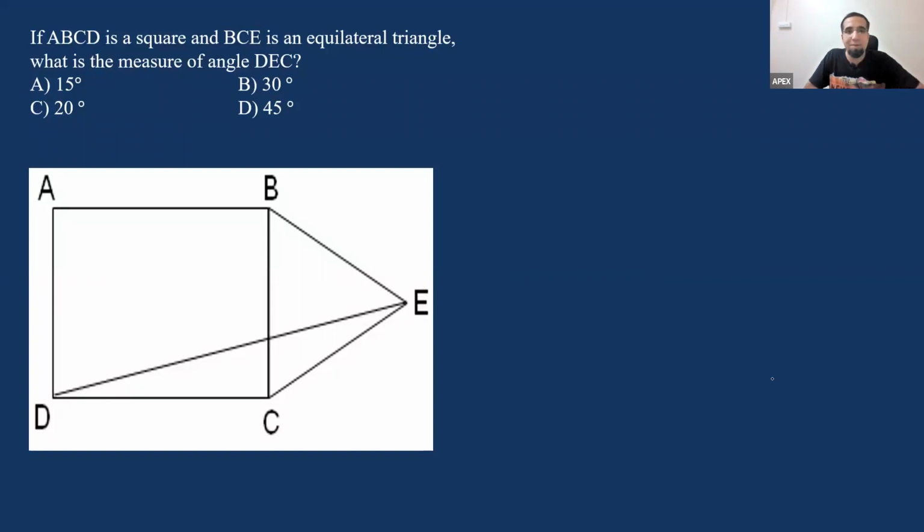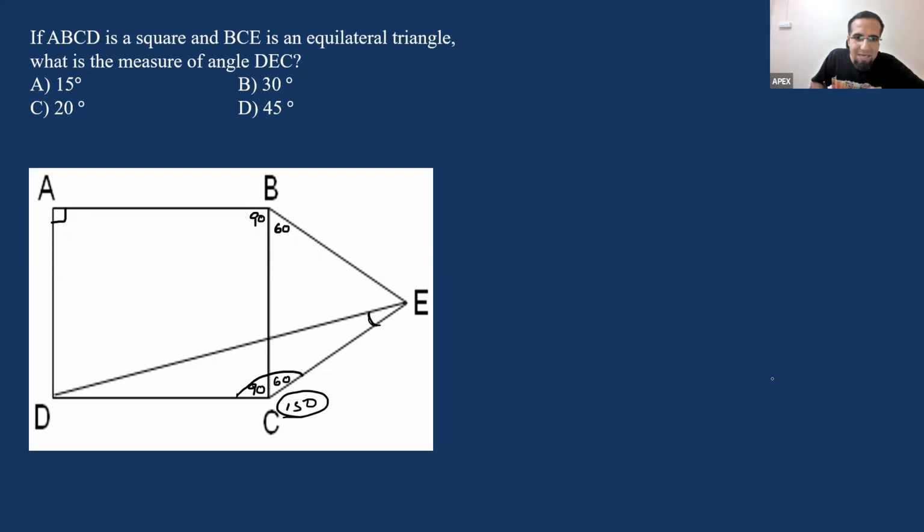Okay. So ABCD is a square and BCE is an equilateral triangle, which means this is 90 degrees, this is 90 degrees, this is 90 degrees, and this whole thing is also 90 degrees. And BEC is an equilateral triangle. Now all the angles of an equilateral triangle are equal and they are equal to 60. Now what does the question talk about? So this complete angle we know is 150. Now the question says find the angle DEC. So we are supposed to calculate this angle.